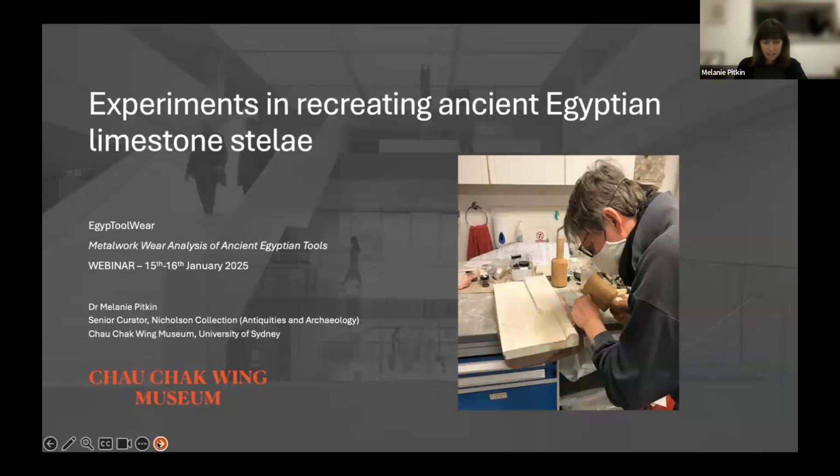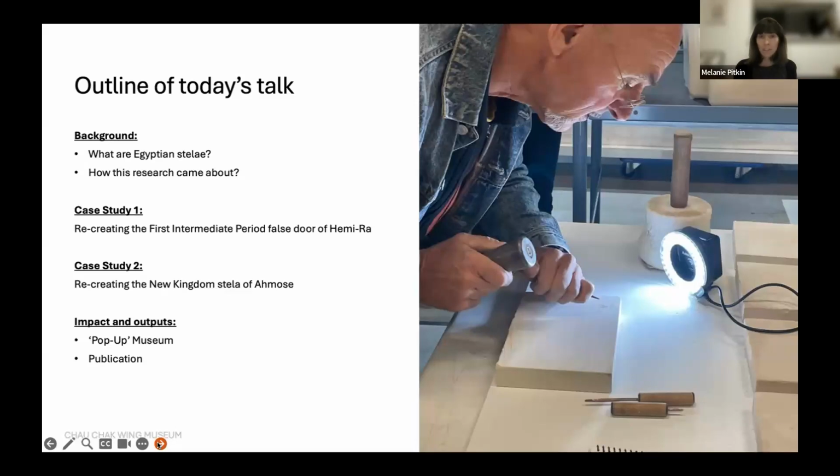So in my talk today, I'll begin by providing some background to this work. In particular, for those of you listening in who may not be so familiar, I'll start with just what are ancient Egyptian stelae and also how this research project has come about, before sharing with you two case studies of our experimental work that we've undertaken together over the past several years. The first of these is to recreate parts of a first intermediate period false door in the Fitzwilliam Museum in Cambridge, which we did in December 2021. And the second is recreating parts of an early 18th dynasty stela, where I now work at the Chau Museum at the University of Sydney, which we did in May last year.